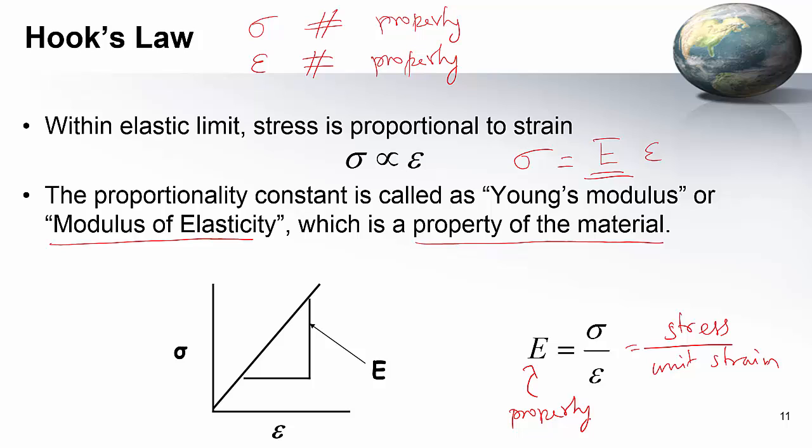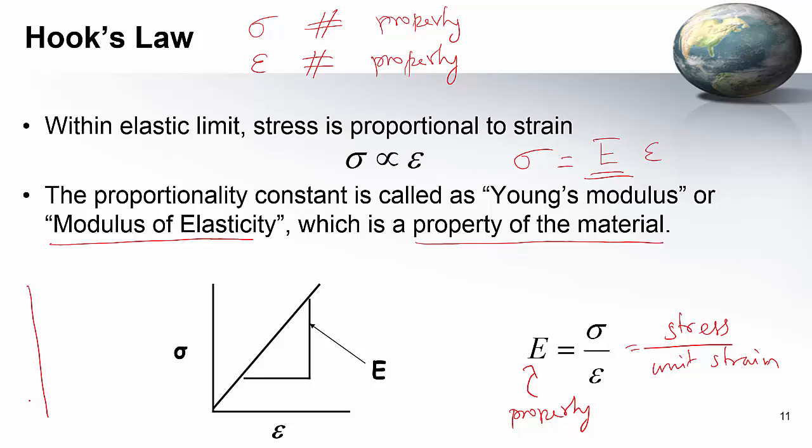So to create a unit strain, you may require less stress for material 1. That means it's softer. For another one, to create the same amount of deformation, you need to apply a huge amount of stress. That means it's stronger. So if you plot stress versus strain, the slope is the Young's modulus.